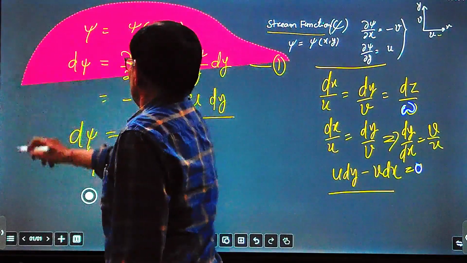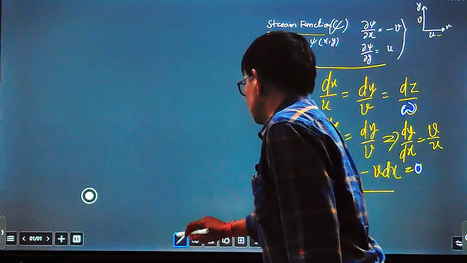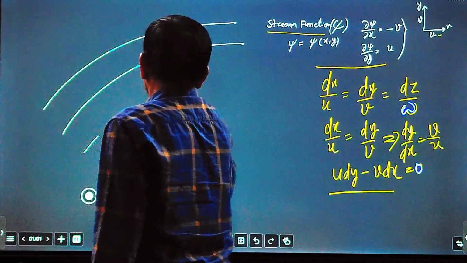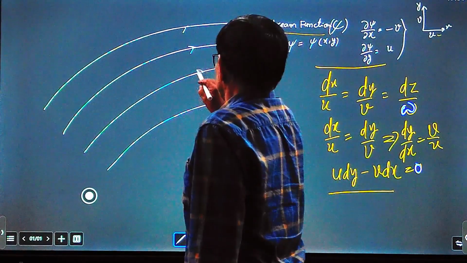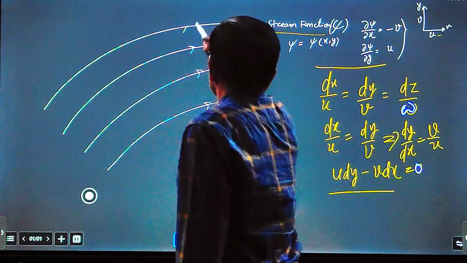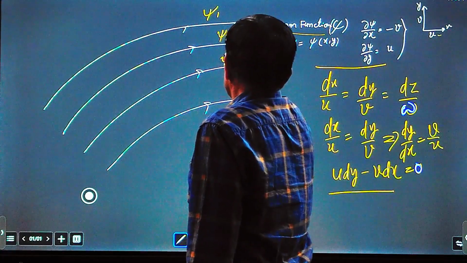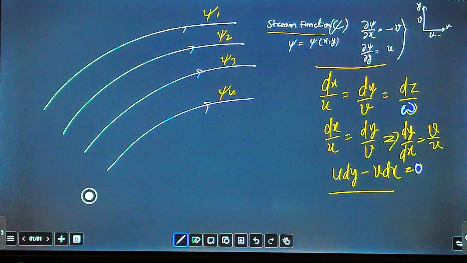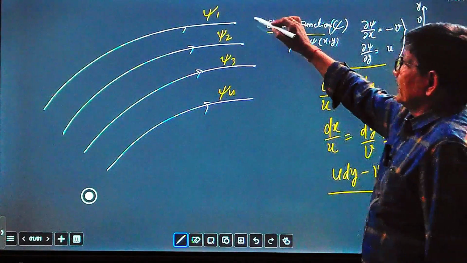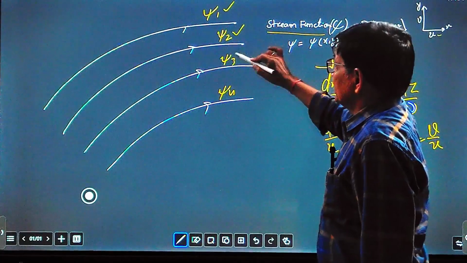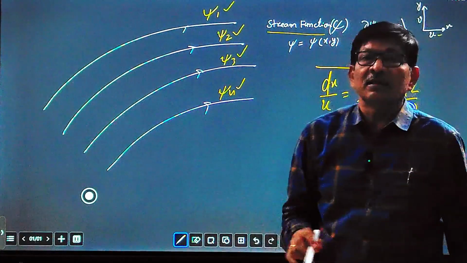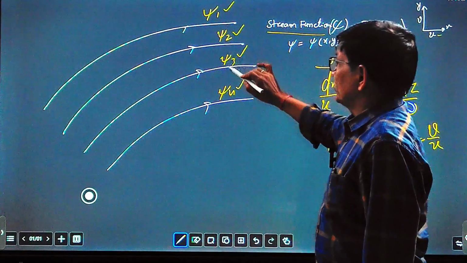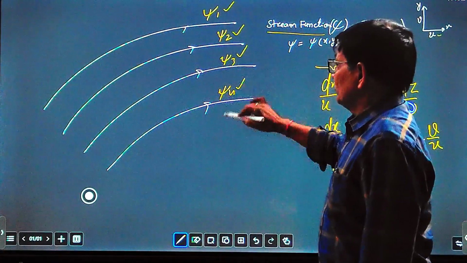So we can show it on a flow field. This is a streamline, and these are so many streamlines, denoted by different stream function constants: psi 1, psi 2, psi 3 and psi 4. For each streamline, the stream function remains constant. This is the significance of the stream function. Psi 1 is different from psi 2, psi 2 is different from psi 3, and psi 3 is different from psi 4.